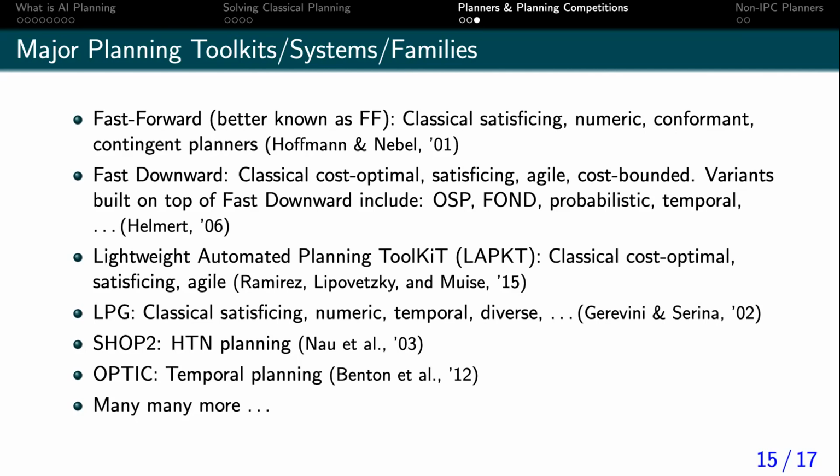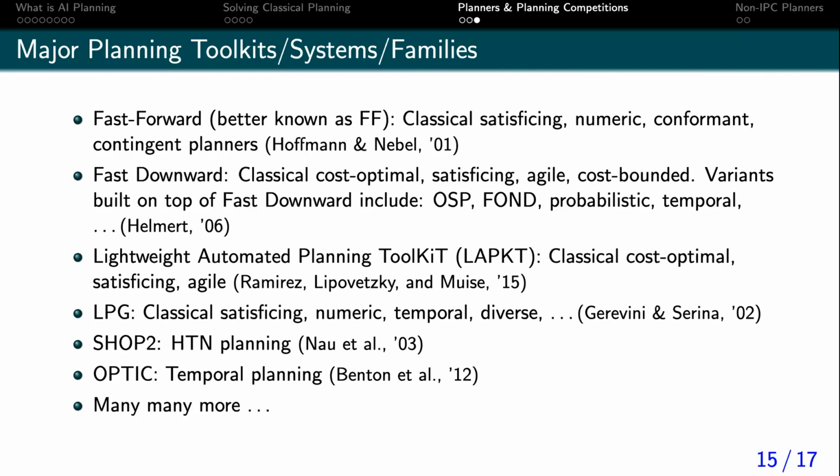The second one is Fast Downward. It's a framework for implementing classical cost-optimal, satisficing, agile, or cost-bounded planners. The variants built on top of Fast Downward include oversubscription planning, fully observable non-deterministic planning, probabilistic planning, and temporal planning. I just want to note that the vast majority of the planners submitted at the last IPCs are based on Fast Downward.